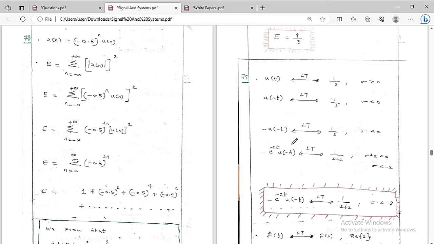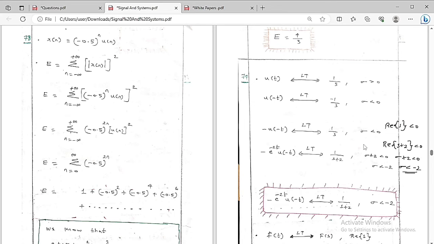Now for this signal, I am going to multiply by e to the power of minus 2t. I have already told you, whenever you multiply by e to the power of minus at, replace s by s plus a. So here replace s by s plus 2. That's it. Wherever s is there, replace s by s plus 2. So 1 by s plus 2. Here I can write like this: sigma means real part of s. The real part of s is less than 0, so replace s by s plus 2. So the real part of s plus 2 is less than 0, which means sigma plus 2 is less than 0. So sigma is less than minus 2.